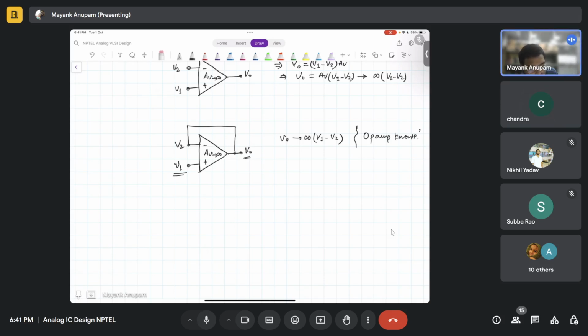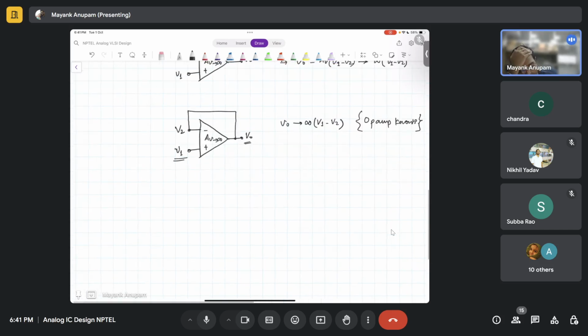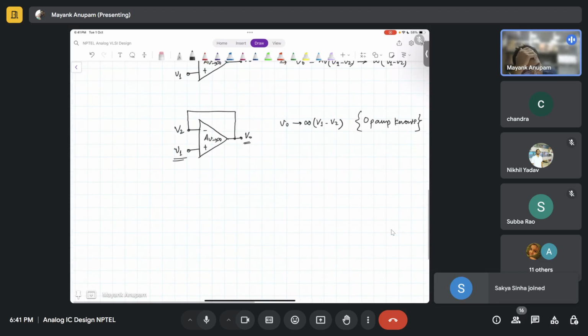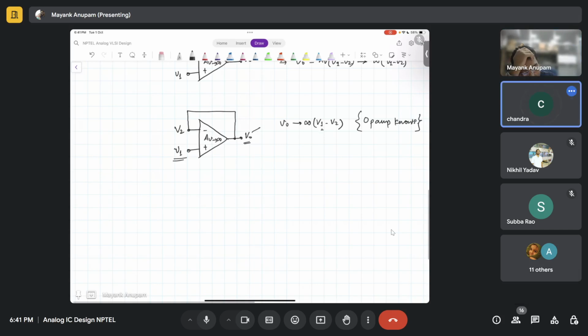In that condition, tell me, in this situation, V2, if it is not equal to V1, what should be V out? Infinity, right? But you can also see this is a contradiction, right? If V out is equal to infinity, it is also connected directly to V2, right?